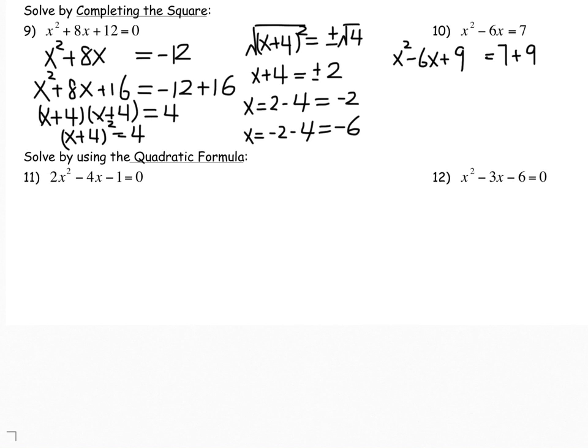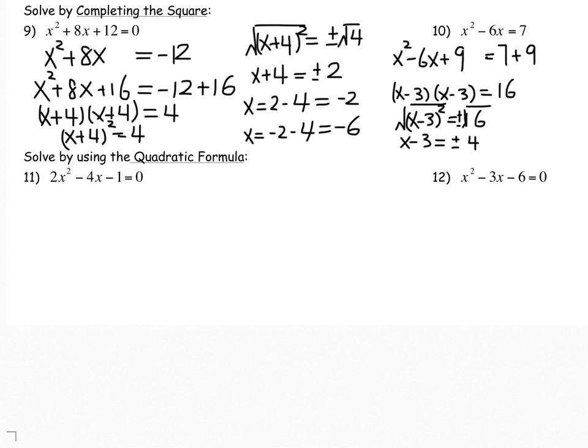x squared minus 6x plus 9. I can write it as x minus 3 times x minus 3 equals 7 plus 9, which is 16. x minus 3 times x minus 3 can be written as x minus 3 squared equals 16. So follow the same procedure as before. Take the square root on both sides, adding a positive or negative sign to the right hand side as you take the square root. The square root and square cancel each other. x minus 3 equals positive or negative, and the square root of 16 is 4.